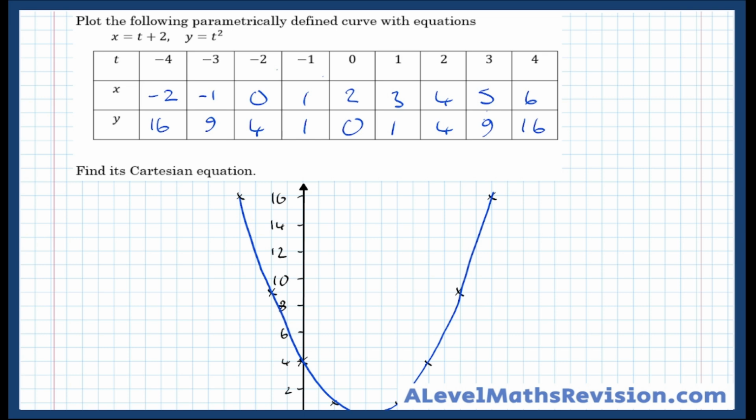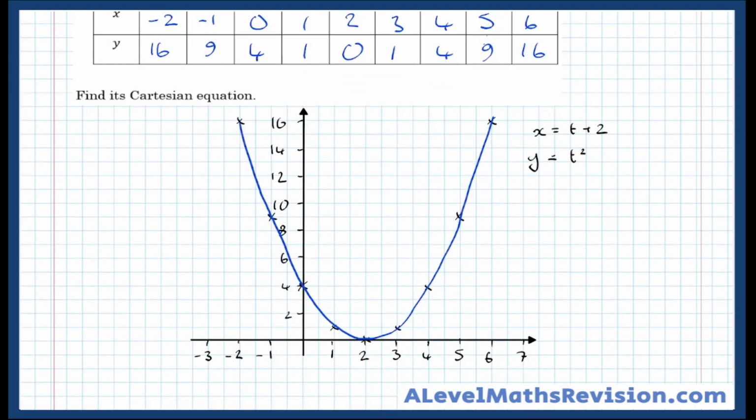So what we do, if we've got x equals t plus 2 and y equals t squared, is rearrange one of those equations to say t equals, in this case, and then we can eliminate the parameter. So in this case, t equals x minus 2. And if we sub that into the other equation now, we see that y equals x minus 2 squared, and that's the Cartesian equation.